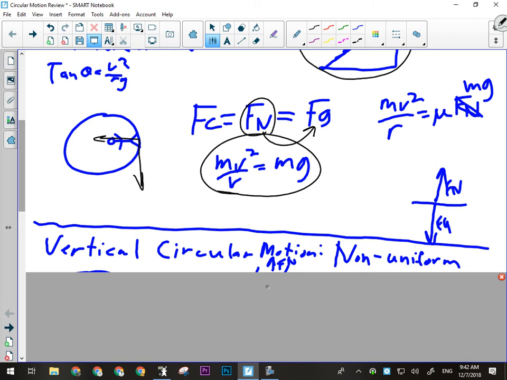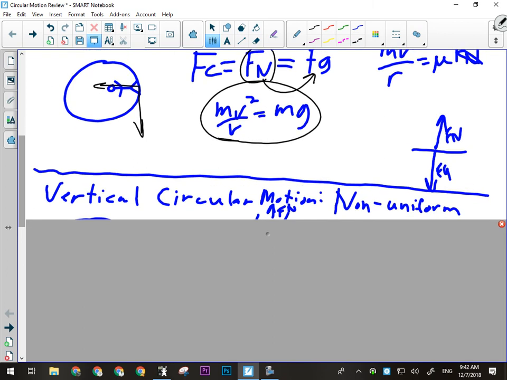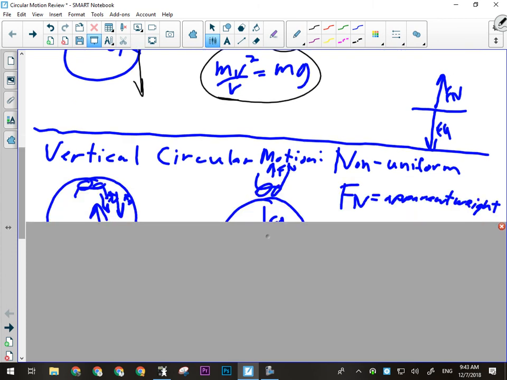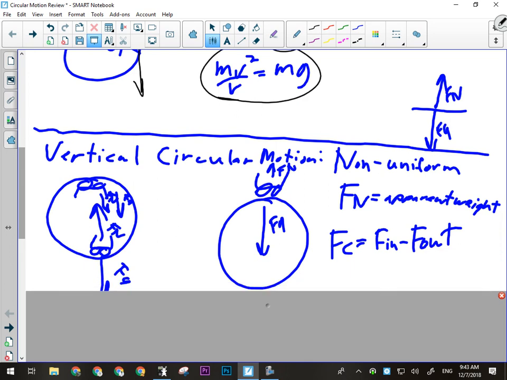So make sure you go over the different situations. There's really only three: bottom on the inside, top on the inside, top on the outside. Those are the only three we dealt with. What's the main formula that we use for all vertical circular motion? Fc equals forces in minus forces out. Got to remember that. Essentially just calculating net force. But we have to remember that that's the formula we use when we're talking about non-uniform circular motion.